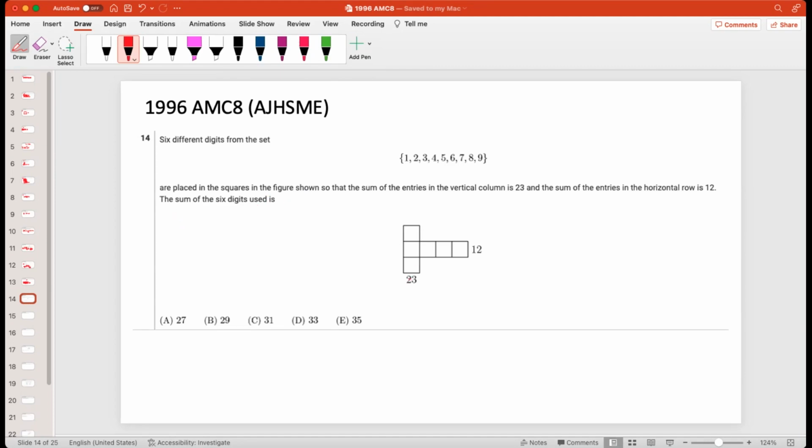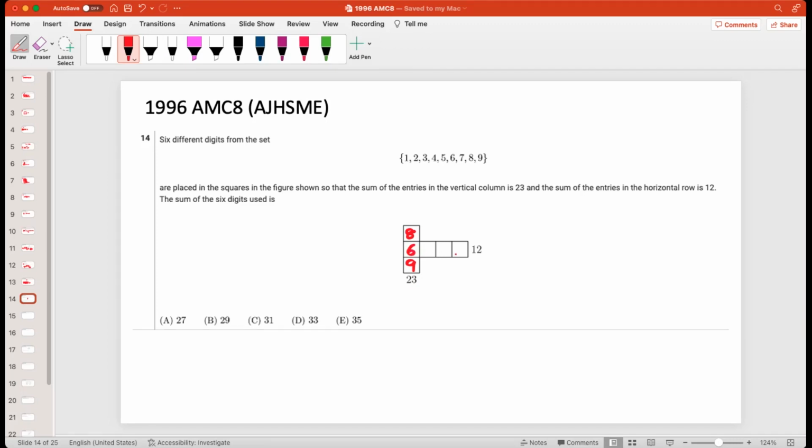So if this has to be 23, correct? 8 3s are 24. So one number has definitely to be 9, the other number has to be 8, correct? Otherwise we'll start repeating a number. So I'm going to put a 9 over here and an 8 over here. Now you see, 9 and 8 is 17. 23 minus 17 is going to give me 6.